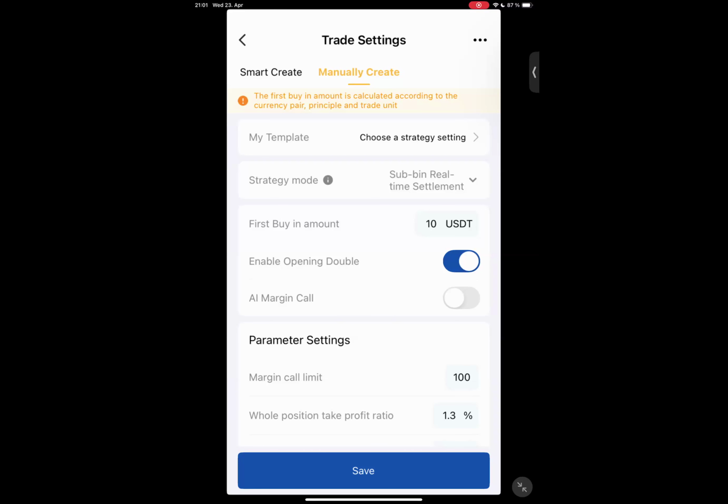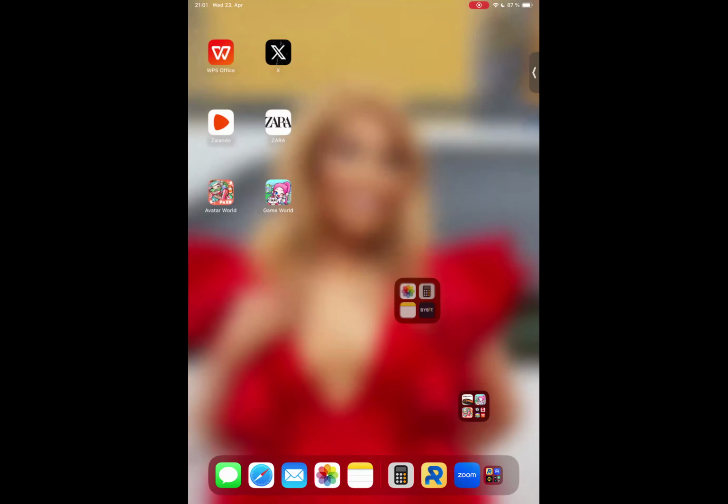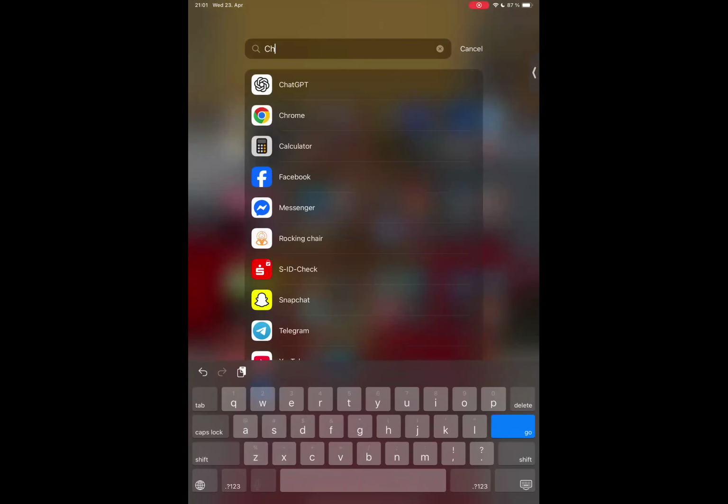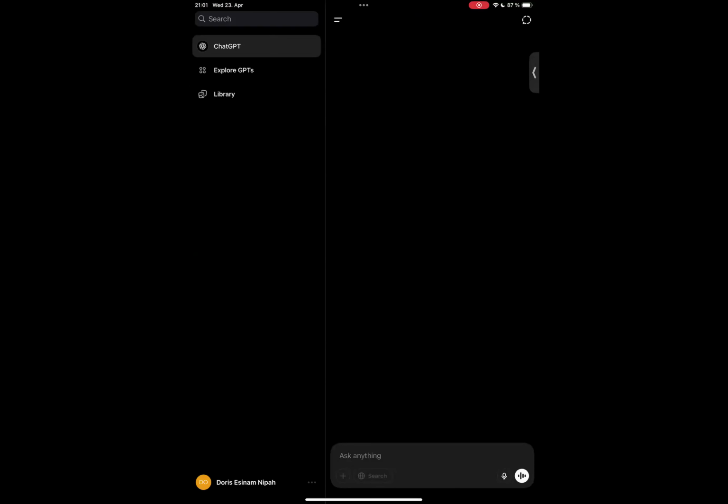Okay. All right. So, what is the difference between sub bin real time settlement and whole warehouse strategy? Let's go and ask ChatGPT. It's nice that you use an app that even the AIs know inside and outside of the app.